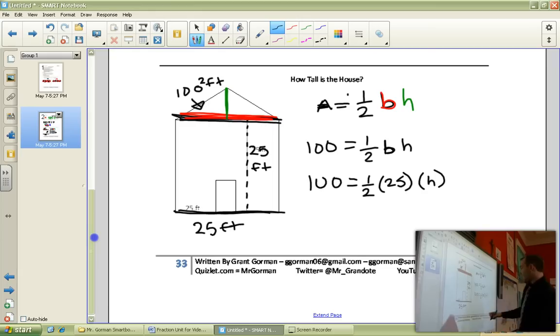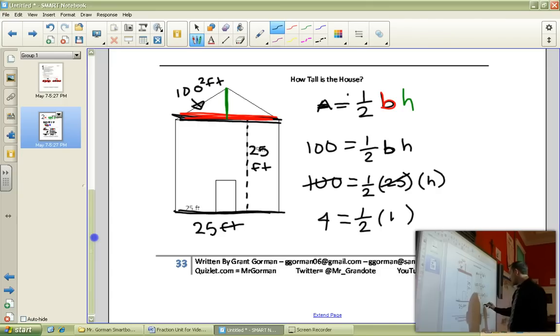To undo multiplication, these all have to be multiplied together. To undo it, we need to divide. So I'm going to divide both sides by 25. 25 divided by 25 equals 1. So I can cross it out because anything times 1 stays the same. Okay? But 100 divided by 25 is 4. So now I have 4 equals 1/2 times the height. Very good.